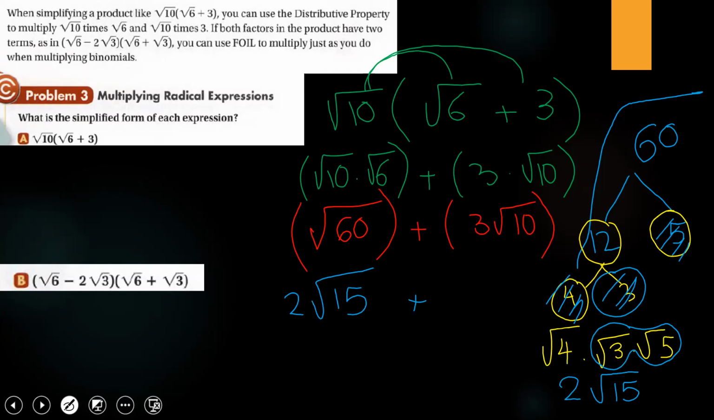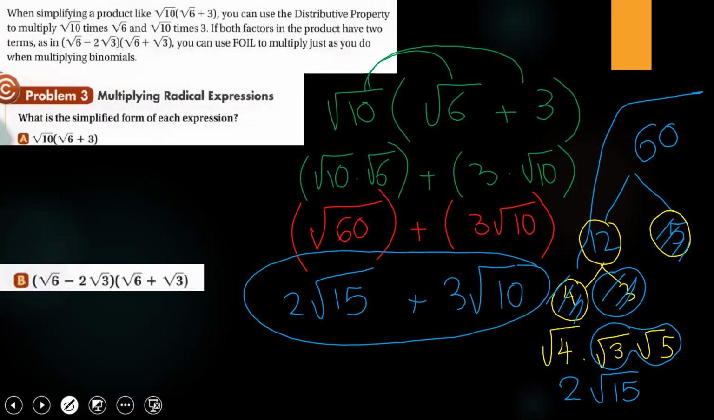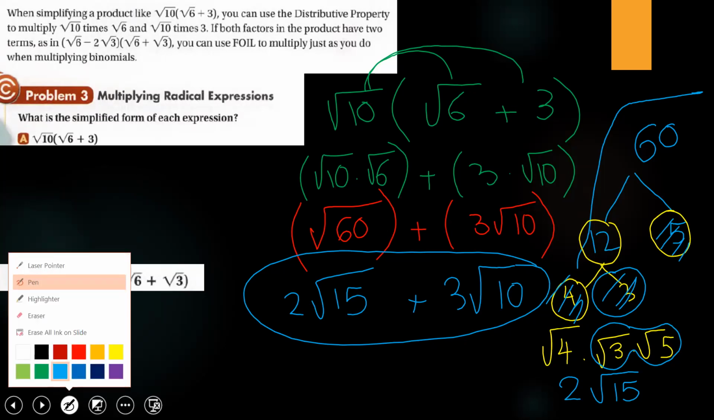Plus this one, which is 3 square root of 10. This will be now the final answer. Can they be added? No, teacher, because they don't have the same, they don't have like radicals. Is it clear now, A? Yes, miss.